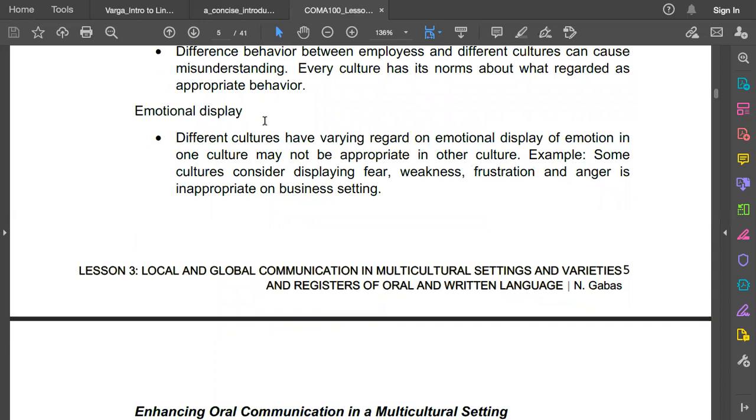So when you say emotional display, different cultures have a varying regard on this display of emotion. One culture may consider it appropriate and may not be appropriate to the other. So for example, some cultures consider displaying fear as weakness, and frustration and anger as inappropriate in a business setting. So I think in our culture, we see frustration and anger as inappropriate. I think not only in our culture, but also globally.